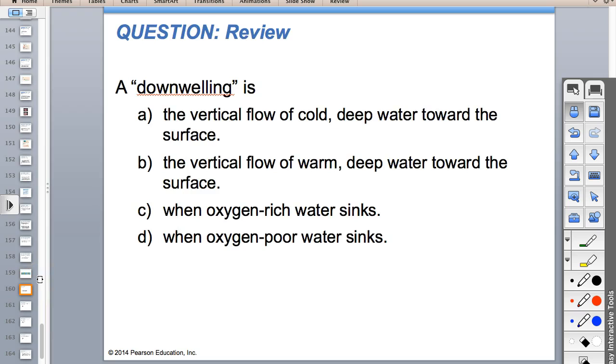And we did it. Downwelling. Downwelling is, here, I'll fix some of y'all. I'm tired of talking. Downwelling is, which one, Ryan?